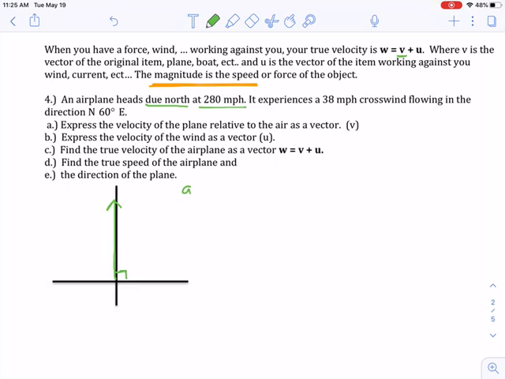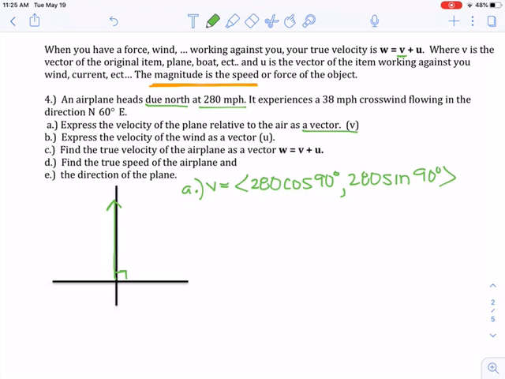So if I want to come up with my vector for my airplane, vector v, then I'm going to take my magnitude, my speed, 280, times the cosine of my angle, so the cosine of 90 degrees, and 280 times the sine of my angle, 90 degrees.